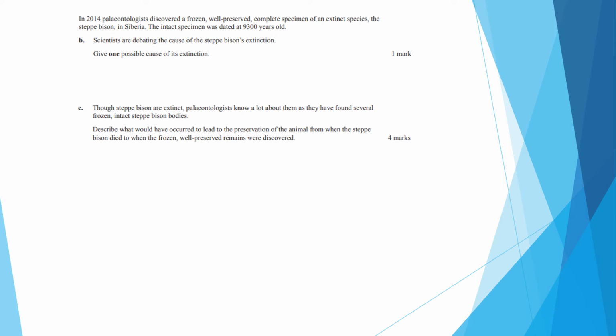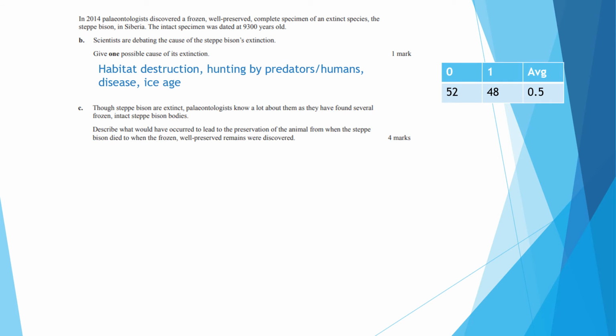Part B asks for one possible cause of a species extinction. You can select any of the following as your answers. I put ice aging here as well because the question stem mentioned the specimen was frozen.